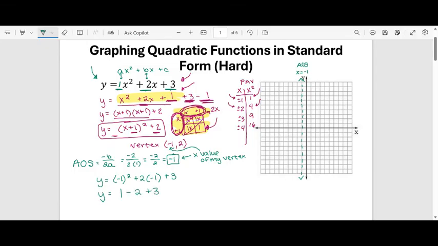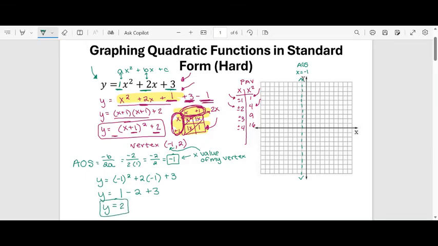Our y value is going to be 1 minus 2. So 1 minus 2 will be -1 plus 3. So -1 plus 3 is going to give us a +2. So the y value of our vertex is +2.